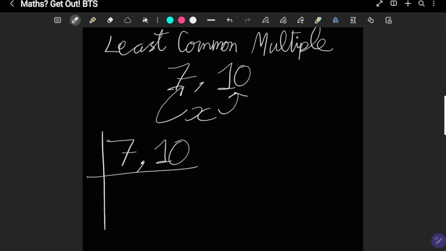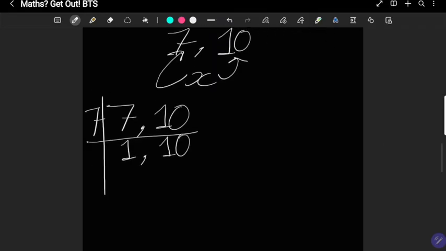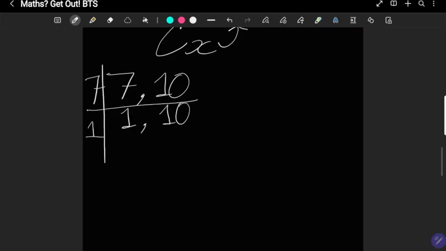Let's see. So 7 and 10 don't divide by each other. However, you can use a very sneaky trick in LCMs. You don't have to find a number that is divided by both. You can find a number that only divides one of these. So let's take 7. Now 7 does not divide 10, but 7 does divide 7 to give 1. Now we're gonna keep 10 the same. Then we're gonna take 10 because obviously 10 divides 10. So we're gonna keep that 1 the same, and then we're gonna have 1 here.